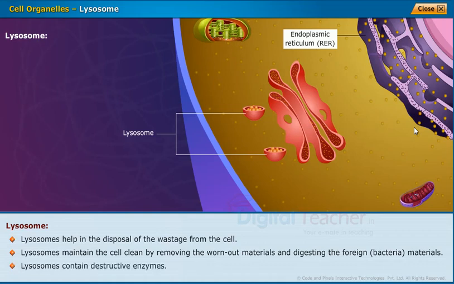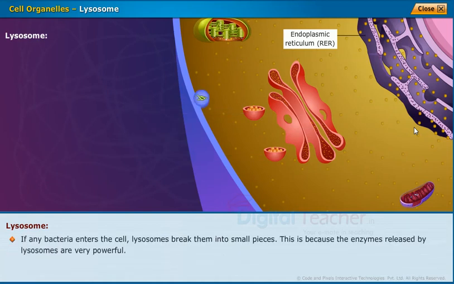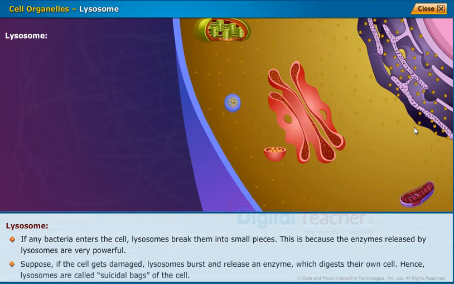Lysosomes contain destructive enzymes. If any bacteria enter the cell, lysosomes break them into small pieces. This is because the enzymes released by lysosomes are very powerful. Suppose, if the cell gets damaged, lysosomes burst and release an enzyme which digests their own cell. Hence, lysosomes are called suicidal bags of the cell.